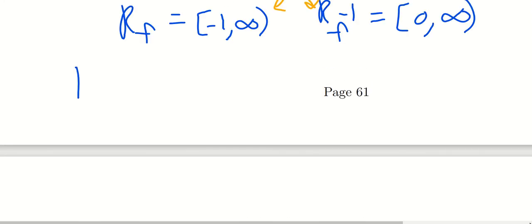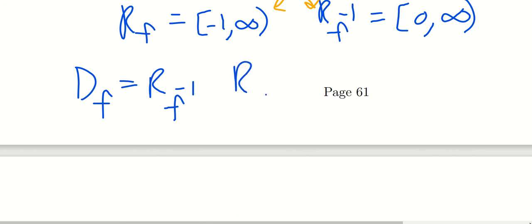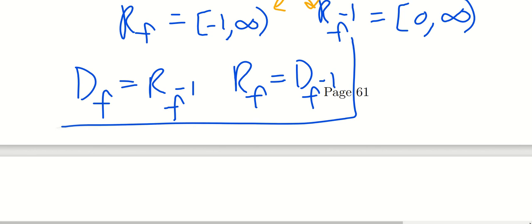So domain of f is equal to the range of its inverse function, and the range of f is equal to the domain of the inverse. And that's the relationship between the two.